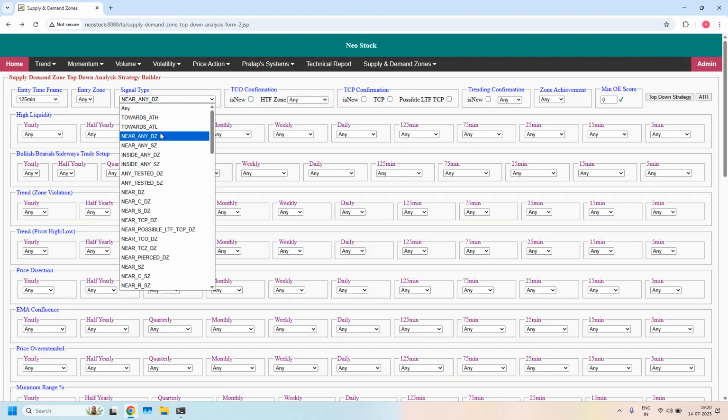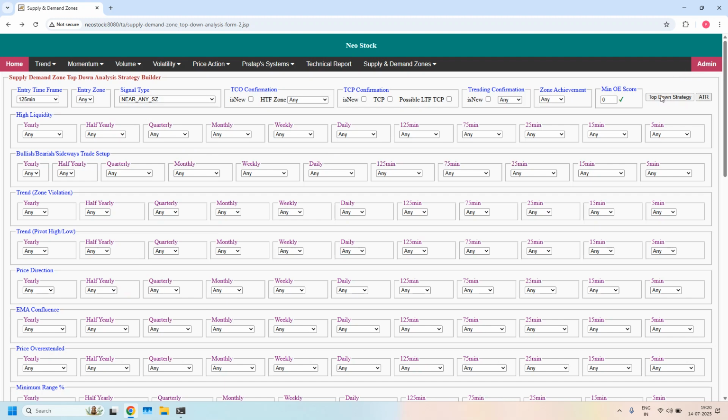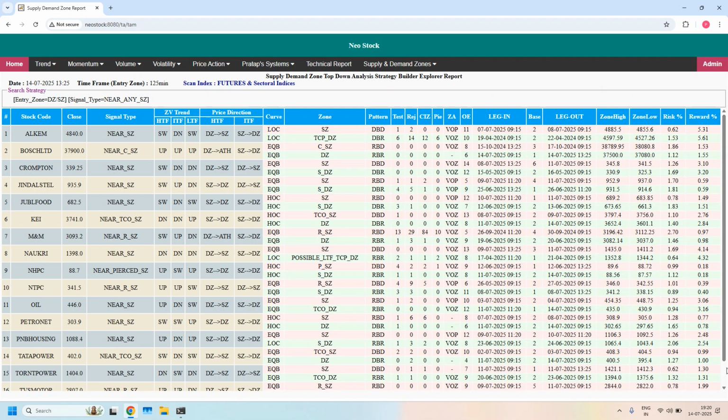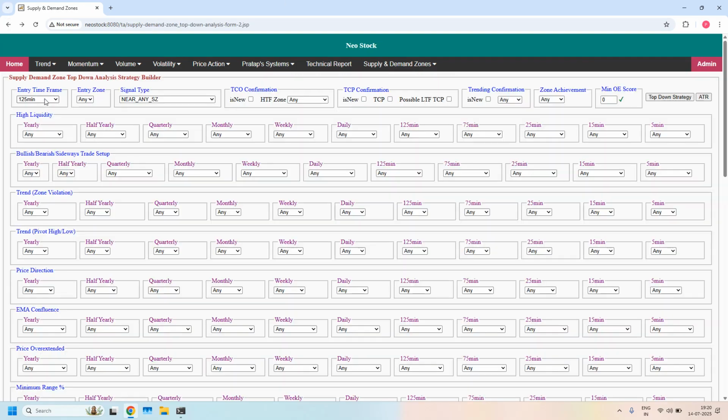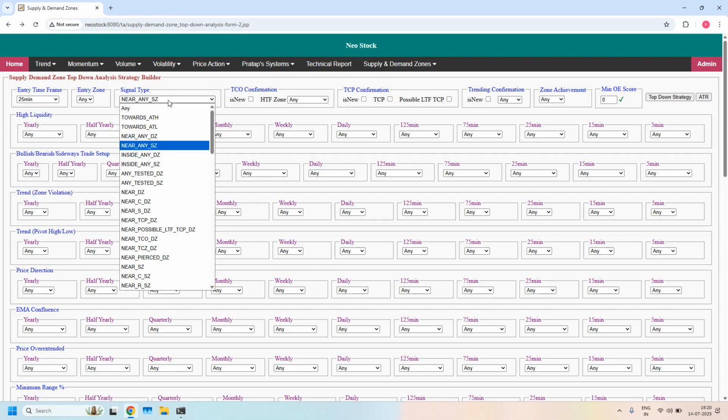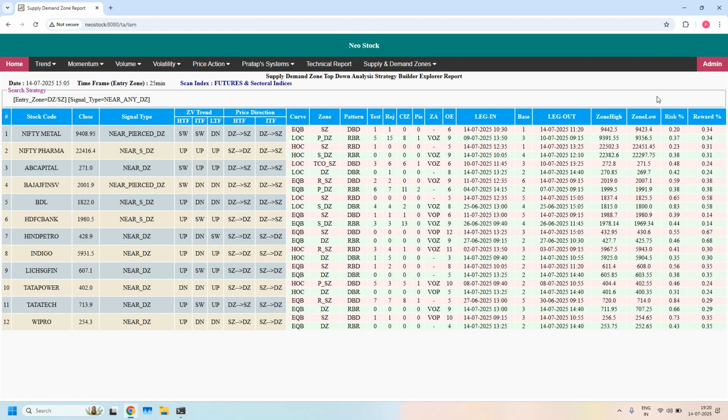Next, stocks near to the 125 minute supply zone. First 15 stocks in the list. Scrolling the list down. So total 17 stocks are filtered. Next time frame is 75 minutes, already generated in the beginning of the report. So the next time frame 25 minutes. Stocks near 25 minutes demand zone. We got 12 stocks.